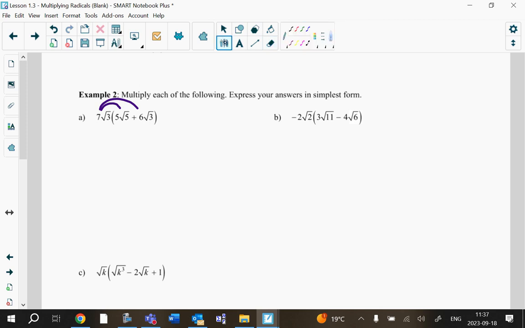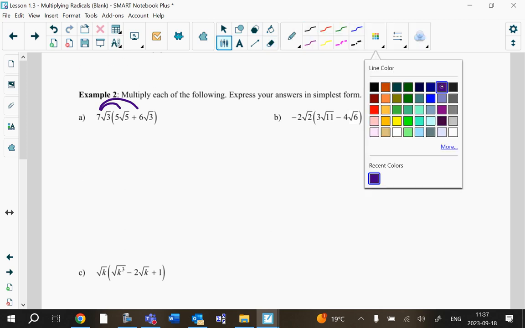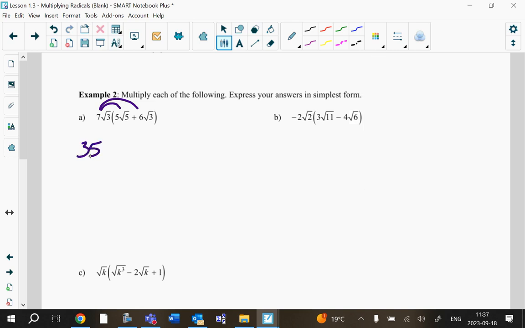Okay, so now we just do each multiplication. 7 times 5? Root 3 times root 5? Root 15. Okay, so when I multiply those 2 first ones, I get this. Plus, what do I get? 42 root 9. Oh, it's easier than it looks.